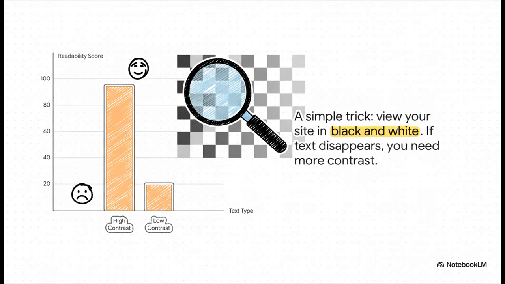Next, let's talk perceivability. Can people actually read the text on your site? This is obviously critical for anyone with low vision, but let's be honest, it helps all of us when we're trying to read a phone screen in the bright sun. Here's a cool little trick. Take a screenshot of your site and just turn it black and white. If any of your text gets hard to read or disappears, your color contrast probably isn't strong enough.